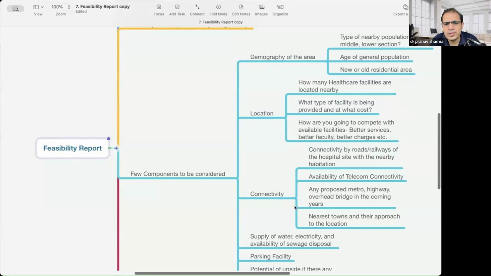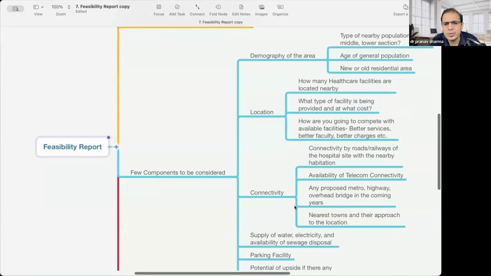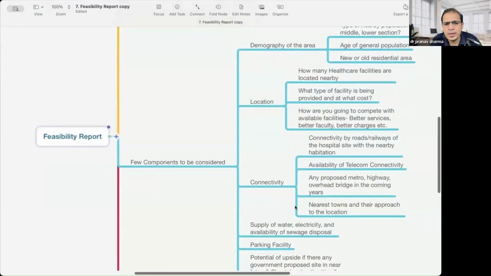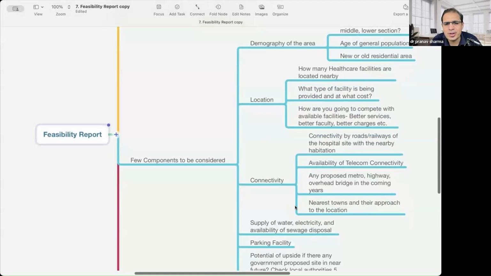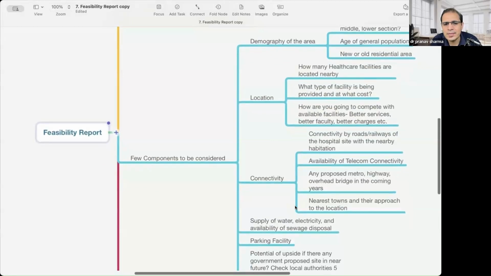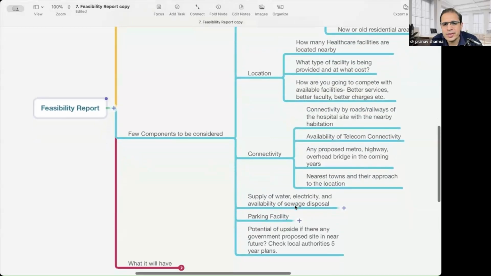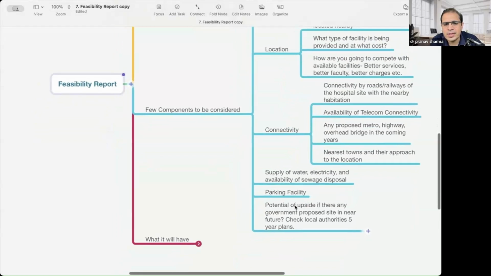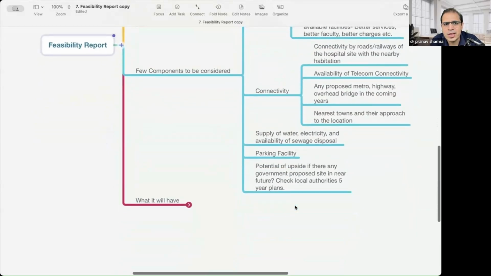Then very important is the water, electricity and availability of sewage disposal and parking facility. Parking facility is nowadays very important, because parking is one problem for which people sometimes change the doctor. And then there is the potential of an upside. If something is coming up in that area in a short time, like some important road going through that area, or some new township coming out, you should see the 5-year plan of the authorities and the city survey also. So these are the things you should keep in mind.